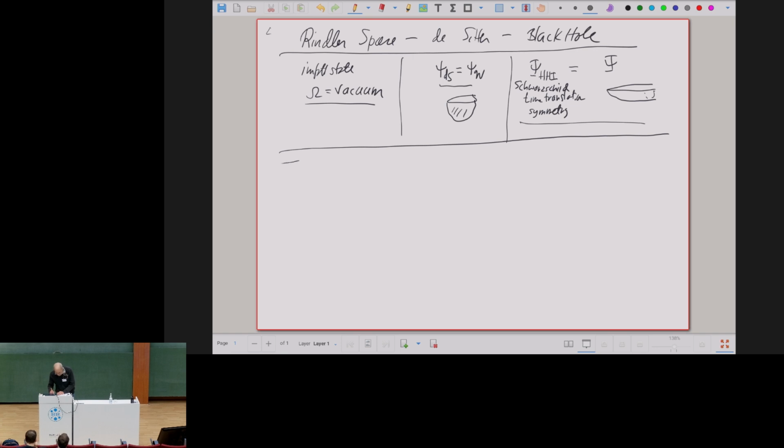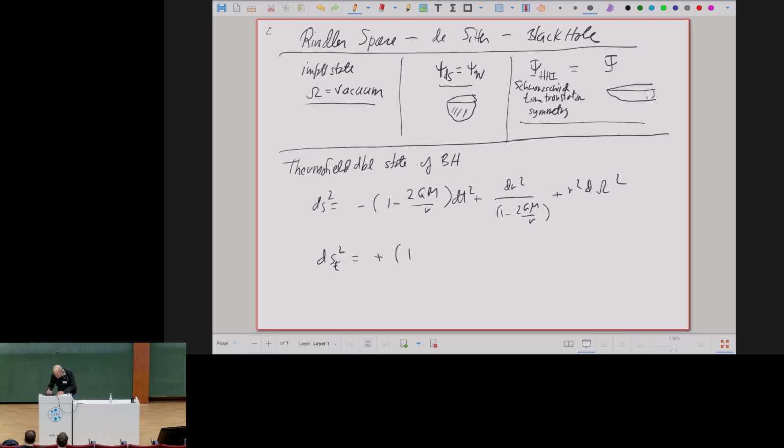So we'll aim to understand what you could also call the thermofield double state of a black hole. So remember that the Schwarzschild black hole has this metric in Lorentz signature. And then we continue to Euclidean space, and we have the same metric, except with the plus sign for the first term. I won't write everything out. The rest is the same.